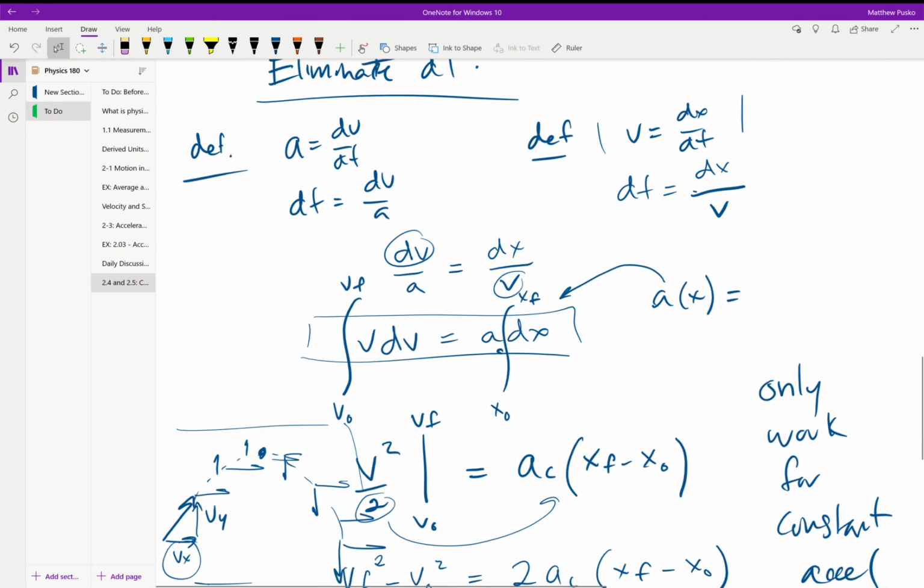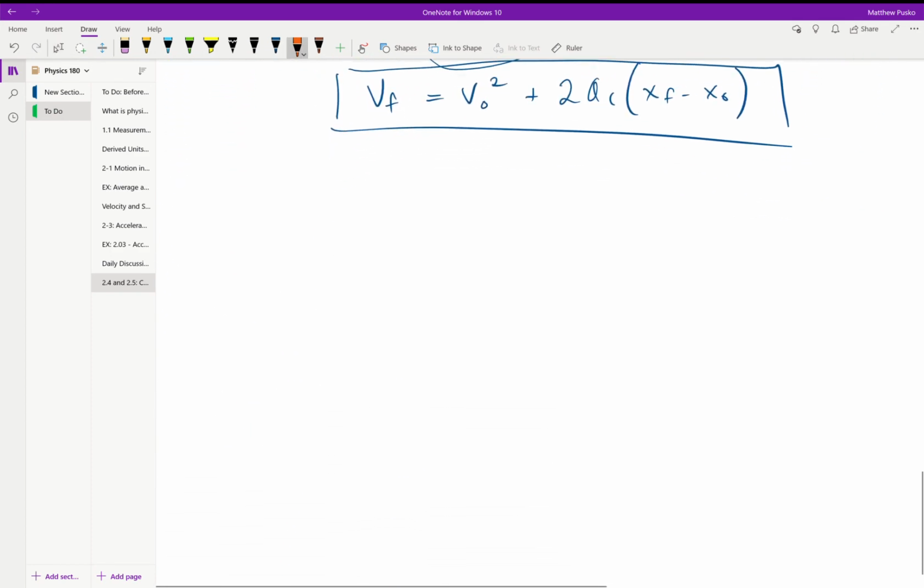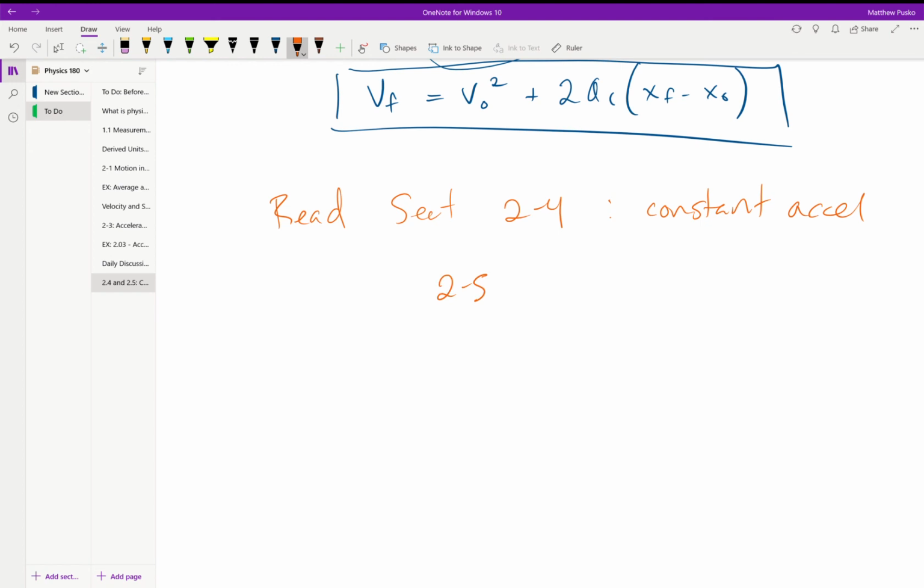Really though, you should definitely read section 2-4. That's because it's going to introduce the constant acceleration. And then 2.5 is going to do what I just did. It's going to derive them with calculus. So you can look over it too, but I pretty much just did that for you. Alright, I think that's it for now.